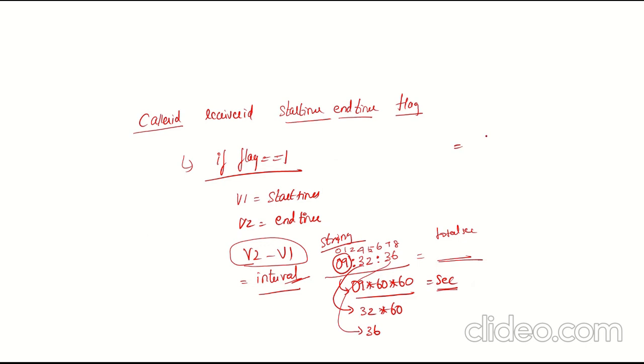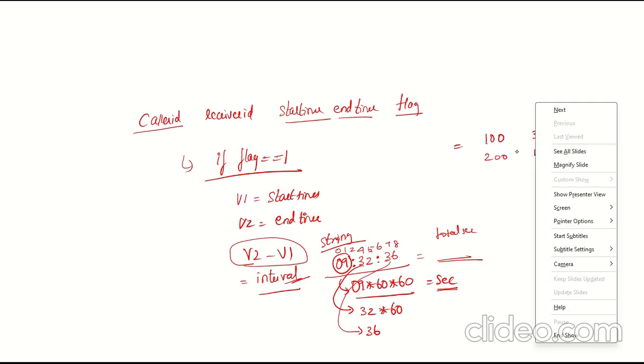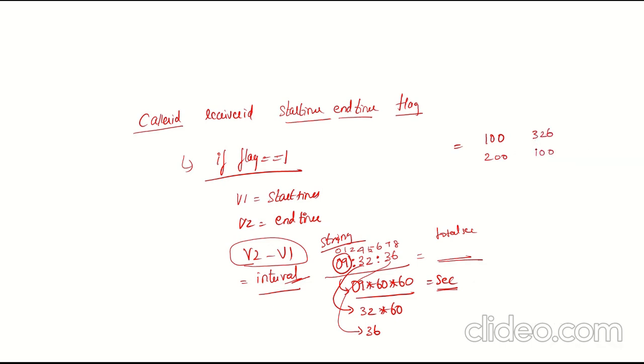So it will be like this: caller ID 100, total seconds he spoke is 326 seconds. Caller ID 200, how many seconds has he spoken? He has spoken 100 seconds. Then caller ID 100, how many seconds has he spoken? He has spoken 150 seconds. So this will be the output of the mapper task.